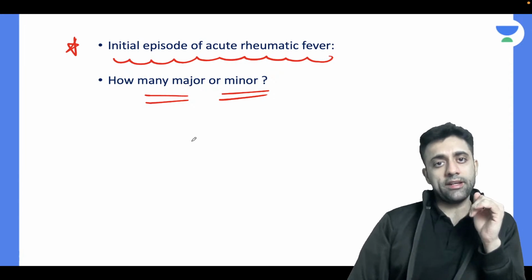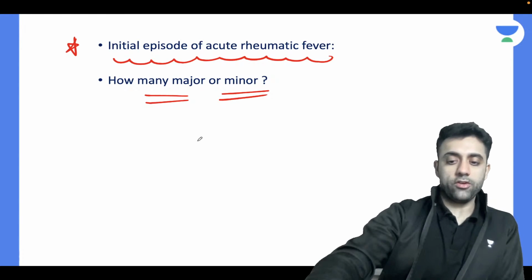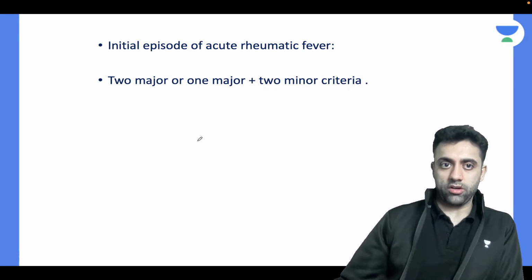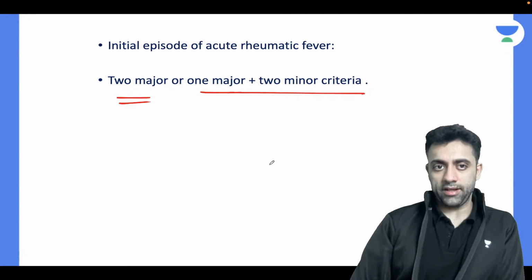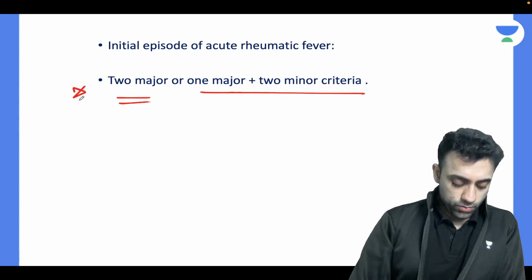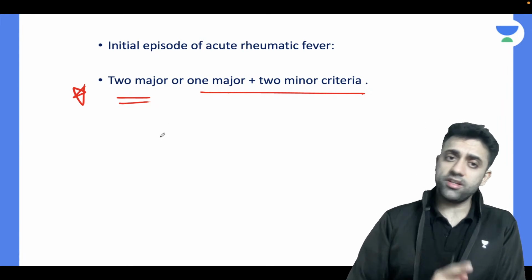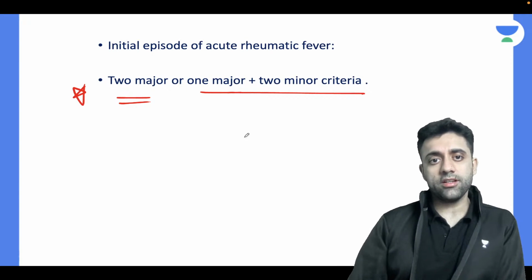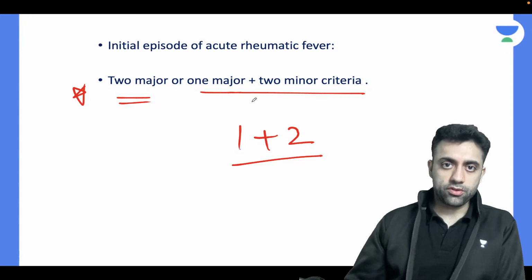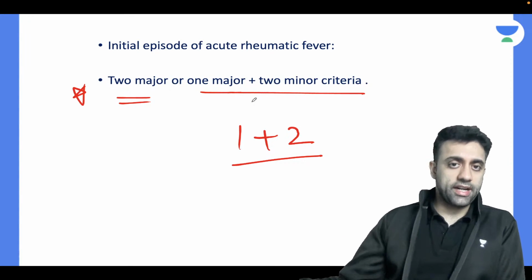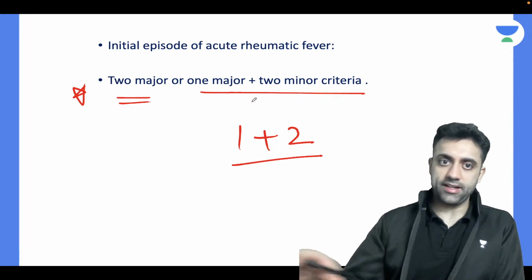Is it two major, two minor, or one major, two minor, or two major, one minor? Any random guesses? Very good. So remember, it is 2 major or 1 major plus 2 minor. Either 2 major criteria or 1 major plus 2 minor criteria. That is for the initial episodes of acute rheumatic fever. Either 2 major or 1 major and 2 minor. That is the first point.